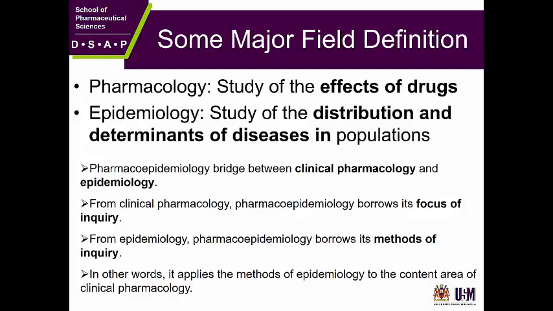So by this time, when you're third year now, you should be able to understand the basic major fields that form pharmacoepidemiology. Pharmacology simply can be defined as the study of the effect of drugs, whereas epidemiology is the study of the distributions and determinants of disease in populations. So pharmacoepidemiology is a discipline that bridges clinical pharmacology and epidemiology.